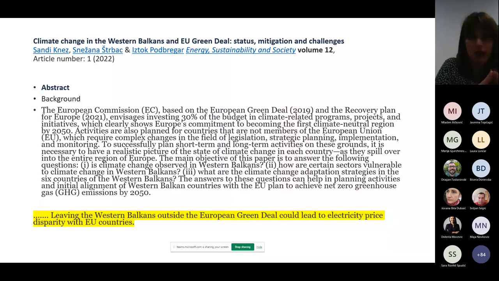And because we don't have enough time now, I recommend you read this article: Climate Change in the Western Balkans and the EU Green Deal. What is the status, mitigation, and what are the challenges? You can find there very important facts about climate change and how it will affect the Western Balkans. And this in yellow is something I stressed. It's a conclusion of this paper, which said that leaving the Western Balkans outside the European Green Deal could lead to electricity price disparity with European Union countries. So we have to follow the green agenda for the Western Balkans. We are going to talk about it later, in order to keep our energy prices at the same level as our neighbors, in order to be competitive.